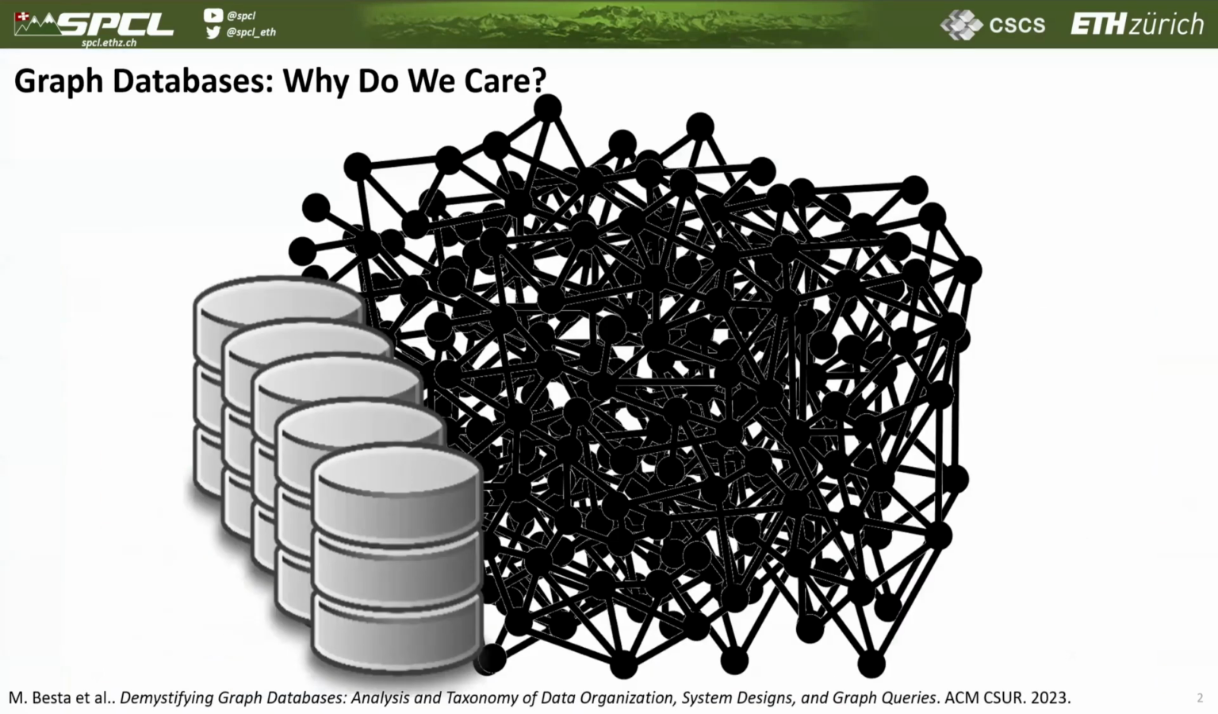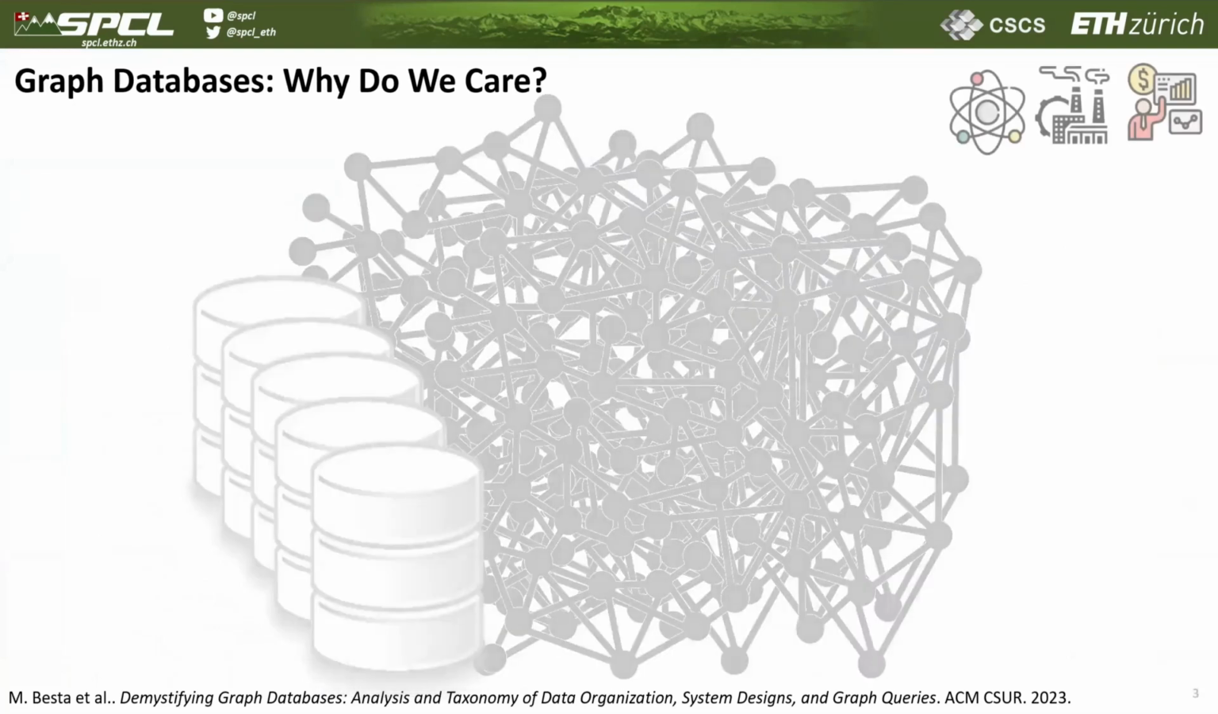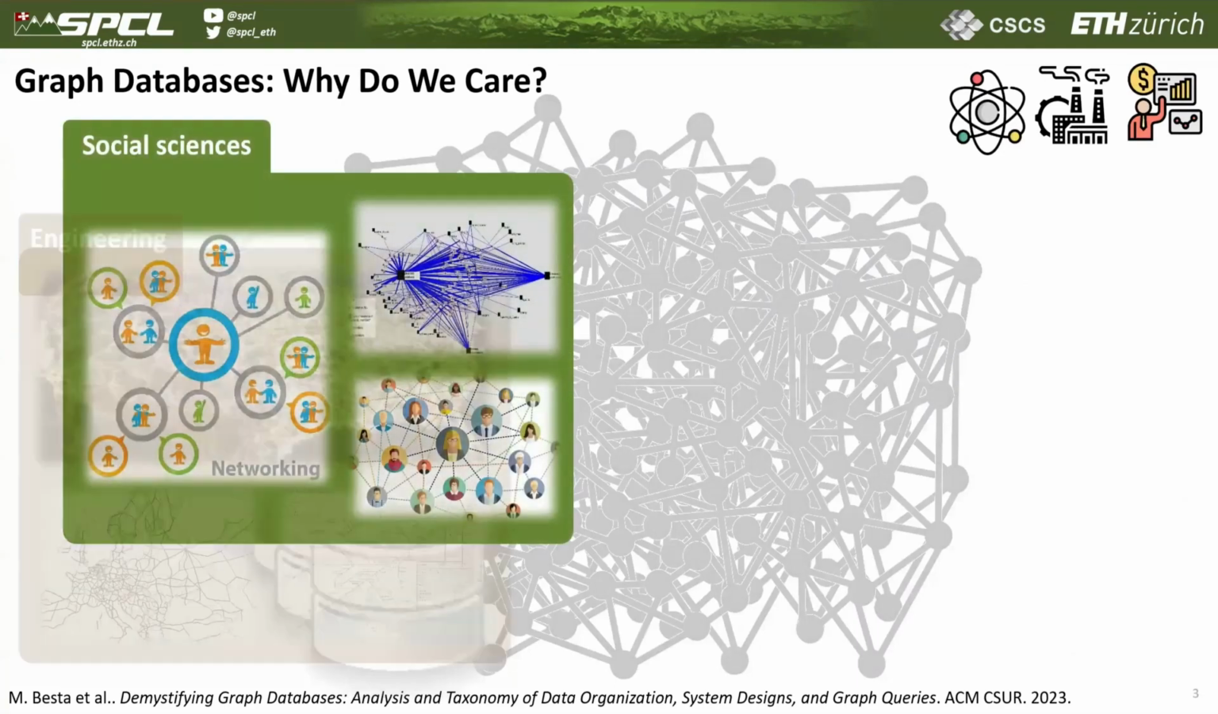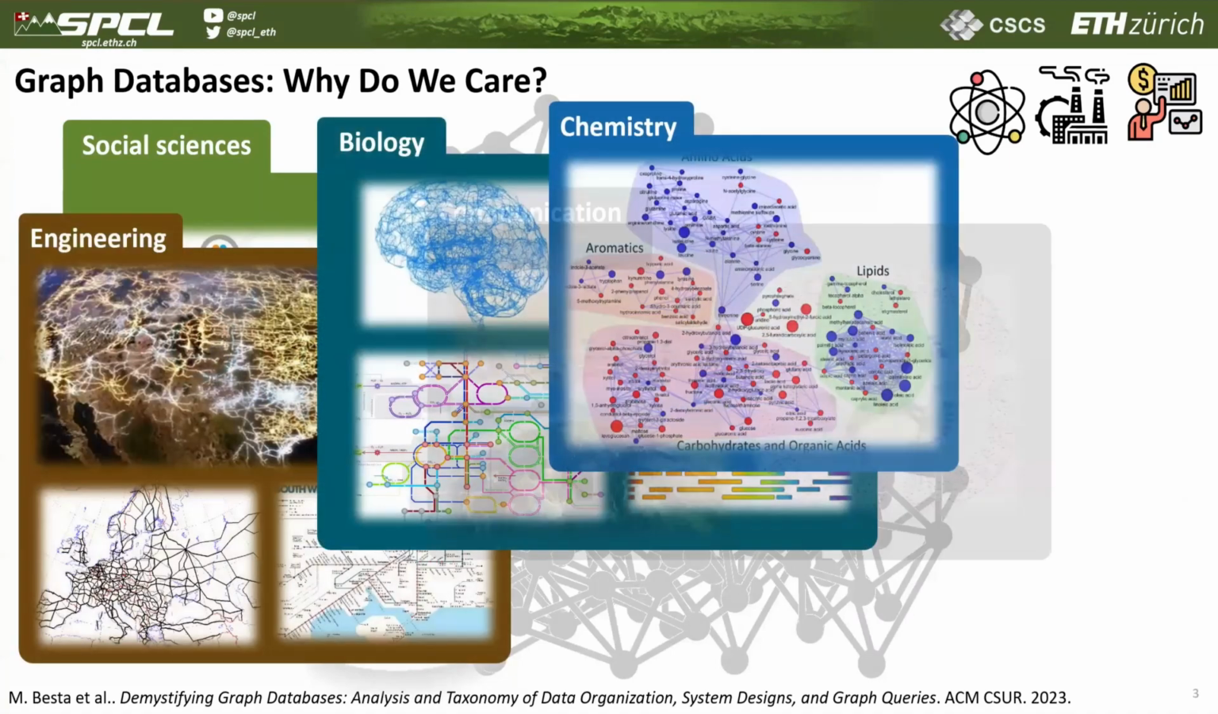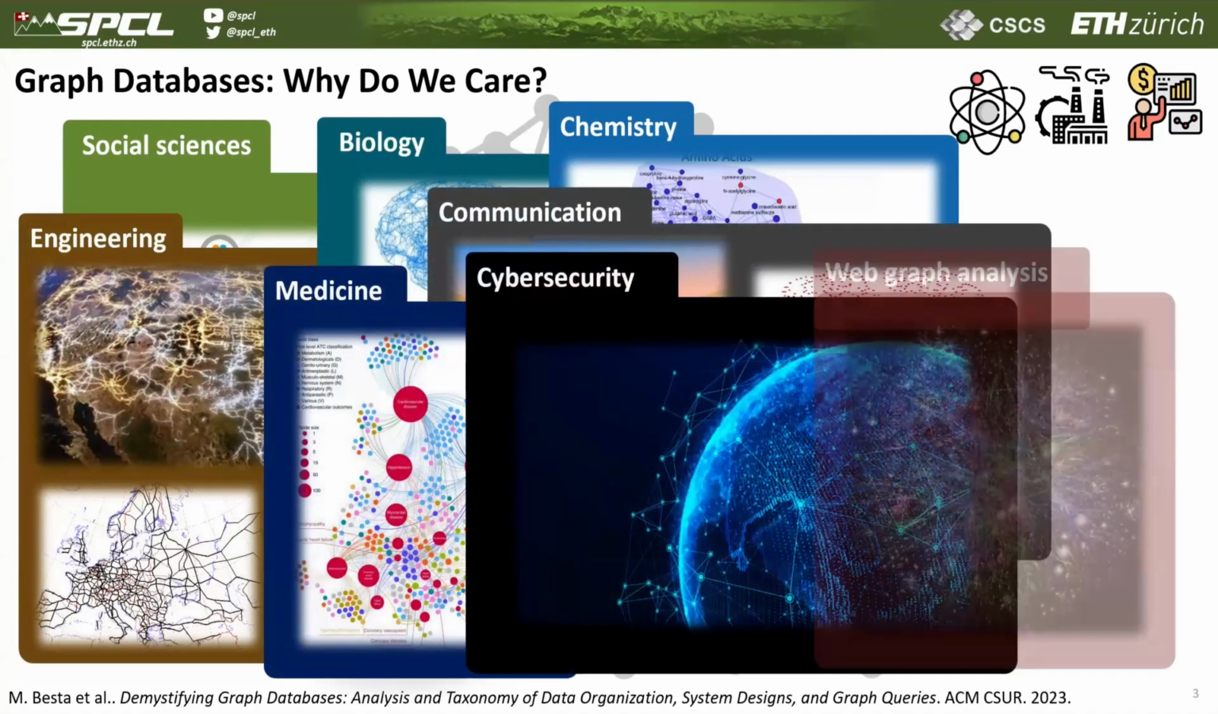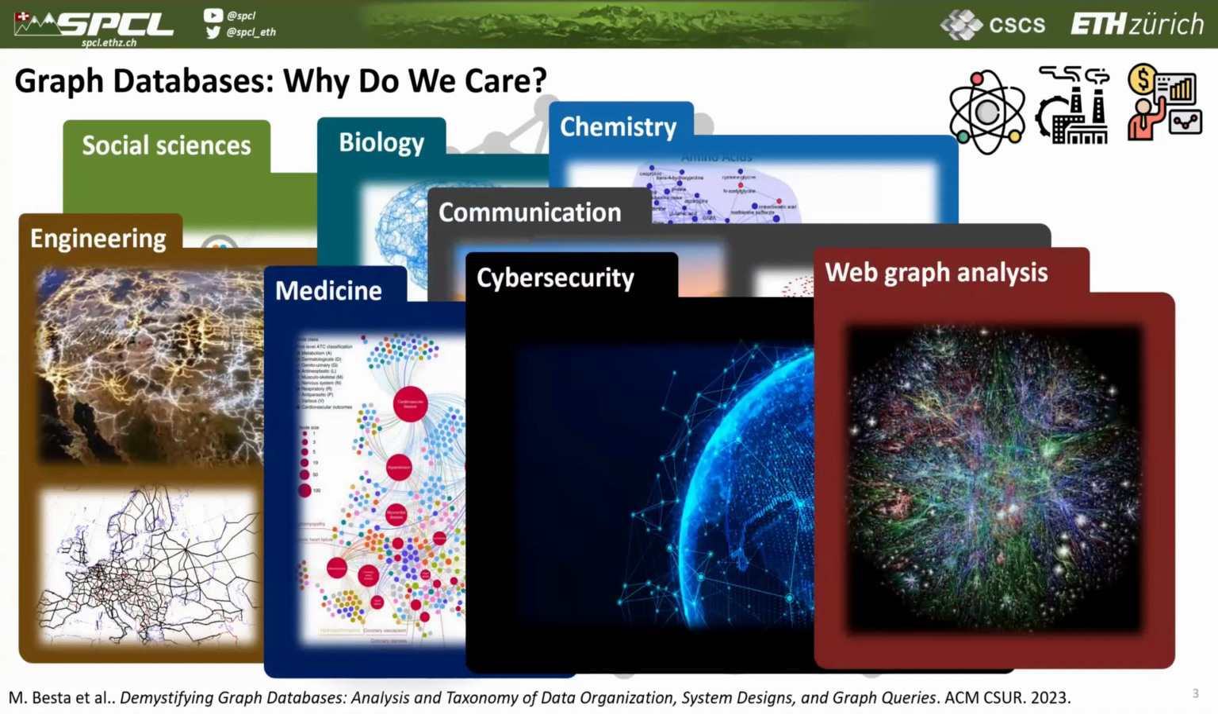Graph databases are a class of systems in which we process big graph datasets, and we care about these systems because they are used in numerous parts of science, industry, and business. For example, in social sciences, engineering, and numerous others, ranging from biology via cybersecurity up to web graph analysis.